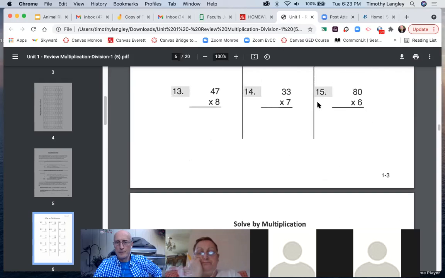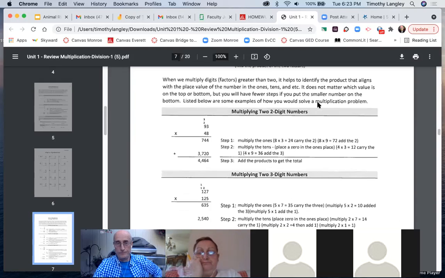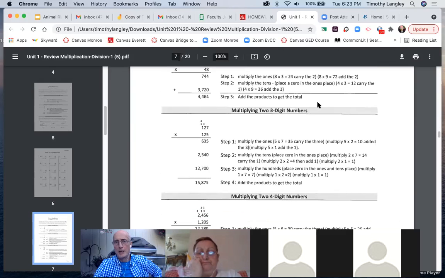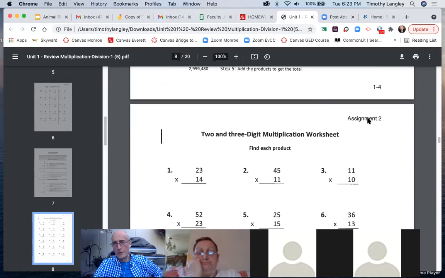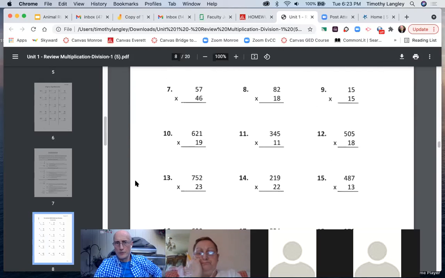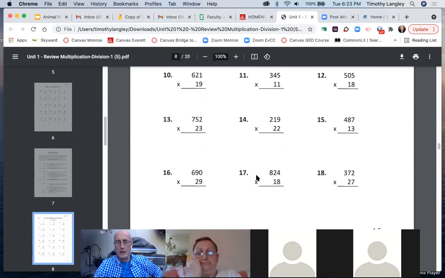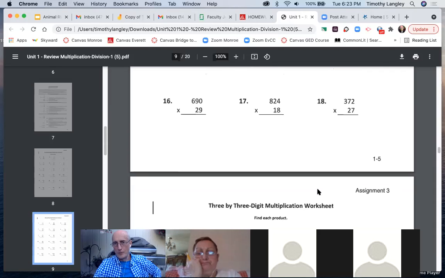I'm going to scroll down, and it tells you some more about how to do multiplication with 2 digits. It gives you some examples. Keep scrolling down. There it is, assignment number 2. And I think it said do the last 6 problems or something like that. So you do 1, 2, 3, 4, 5, 6, these last 6 problems. Well, probably these ones right here. So anyway, that's how you find assignment 3, assignment 4.